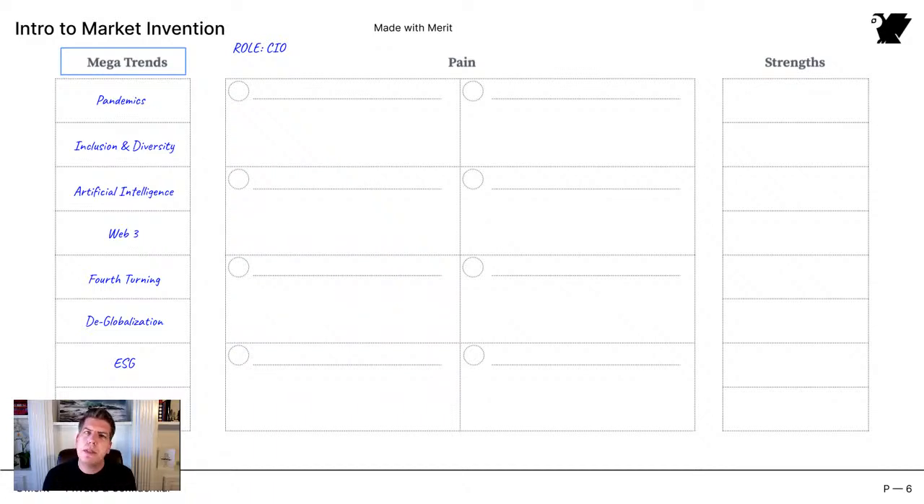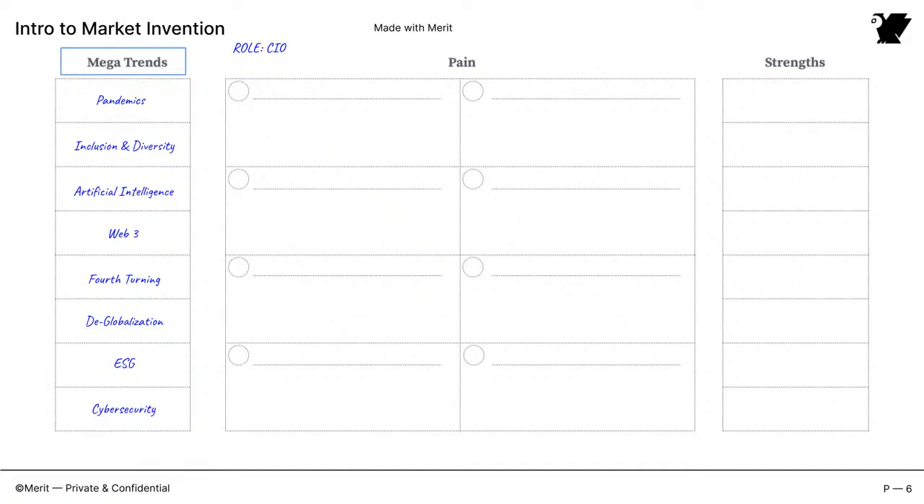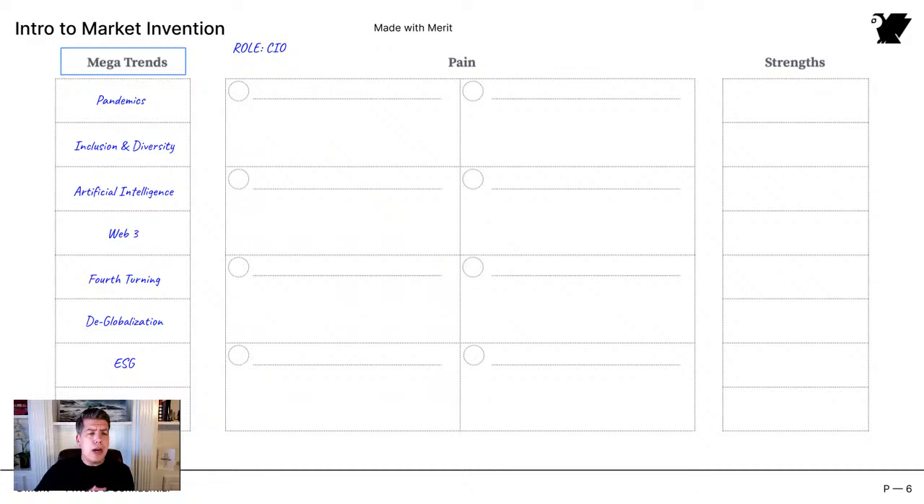There's deglobalization, but that's like decentralization, and that's tied, I would say, to fourth turning. ESG, and that's environmental sustainability and governance. That's the green stuff. And then I will move my picture so you can see, and that's cybersecurity on the bottom. Now, there are way more than these, and you can use whatever words you want to describe the trend. There's not a rule here. I think there are some elitists out there that will say, well, this is the mega trend, that's not. As long as you get the essence of it, that's all that matters, right?